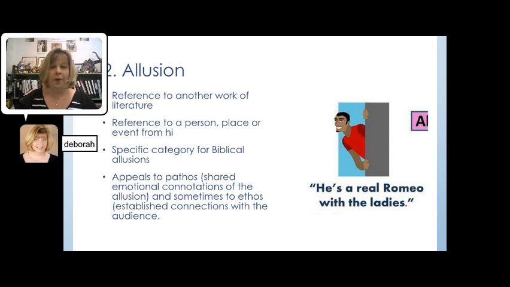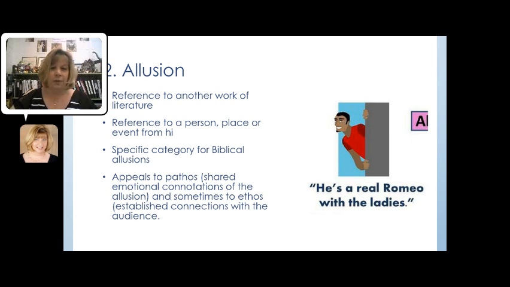Now, an allusion is a reference to another work of literature, something that you share with your audience member. So if you look at the cartoon that says he's a real Romeo with the ladies, that's dependent on the audience also sharing the idea that we know what the play Romeo and Juliet is about and what Romeo is like in that play. So it's a reference to that other work of literature.